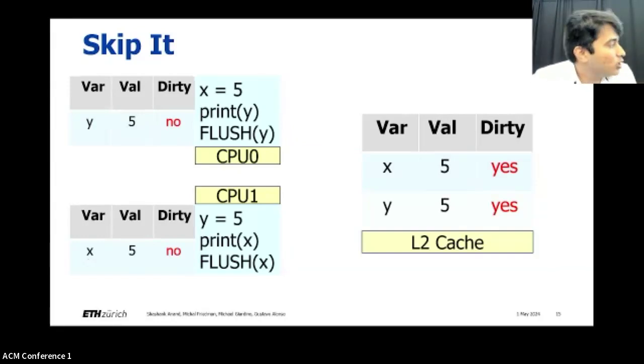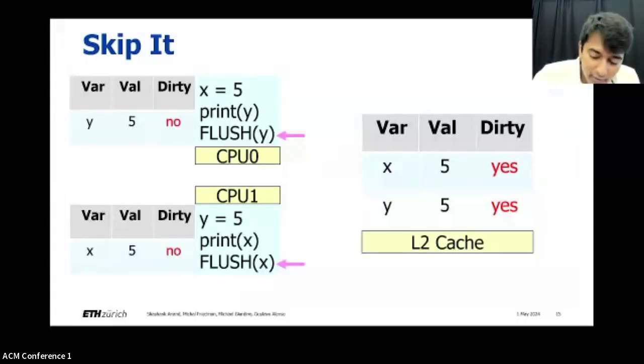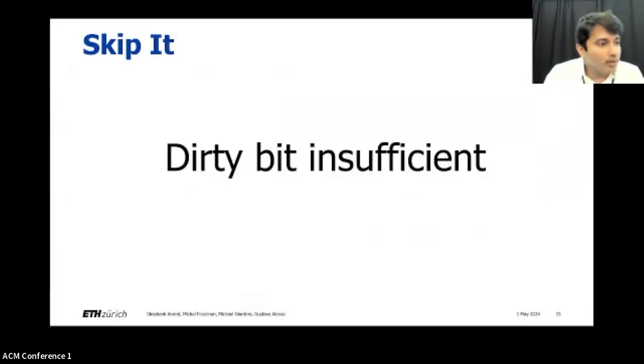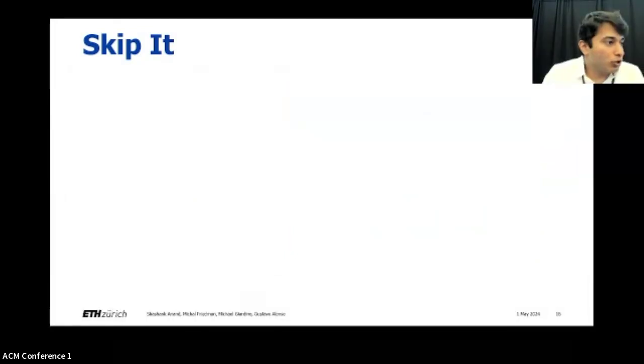However, as we see over here, while the dirty bits of both of these are unset, we see that the L2 cache has modified data, and therefore we cannot skip this flush. However, we do not know if we can skip this flush or not merely using the dirty bit of the L1 caches. Therefore, the dirty bit of the L1 caches is insufficient to solve the problem that we are aiming to solve. What do we do to solve this?